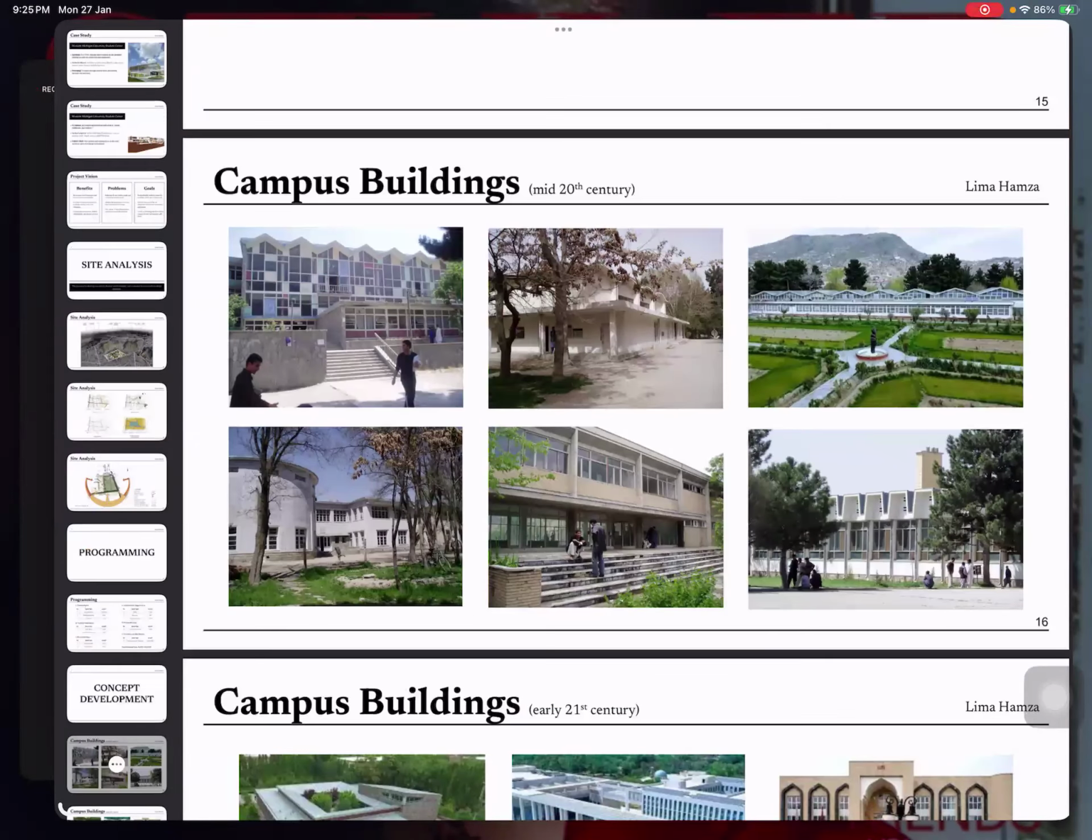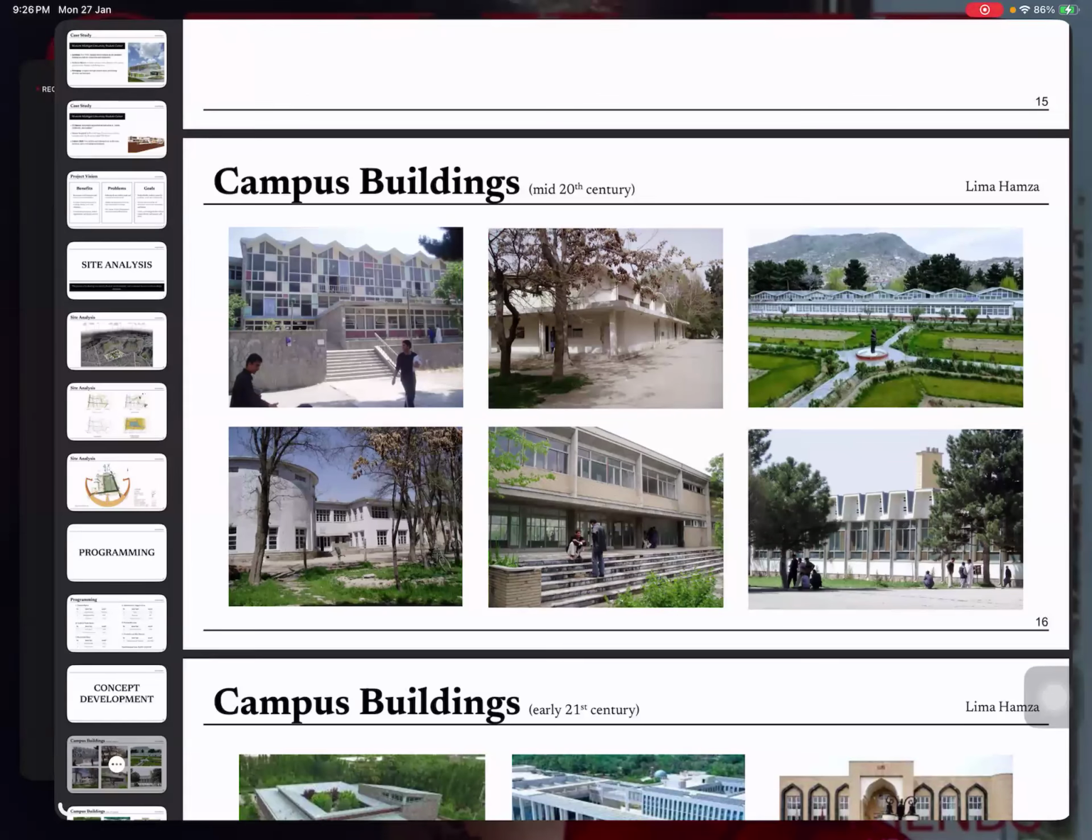So we had something in university that whenever we had to design something new in the Kabul University campus, what should we research more about? And one thing that was extremely important in that area was to research more about the buildings that are already built in the campus, that are already there.